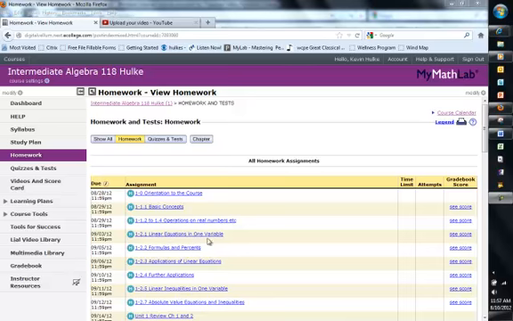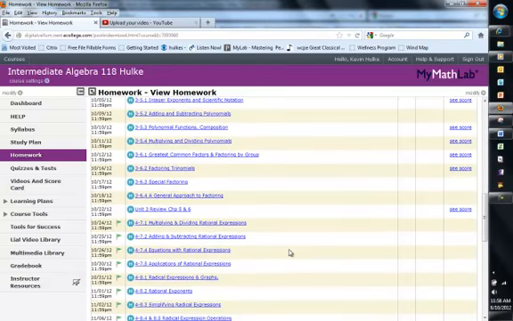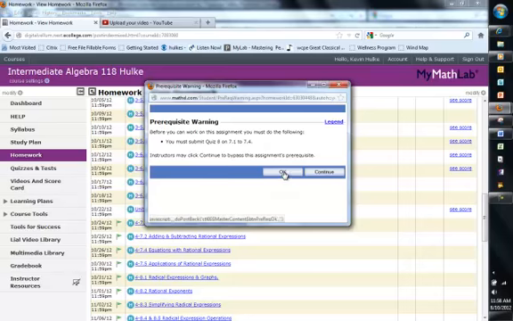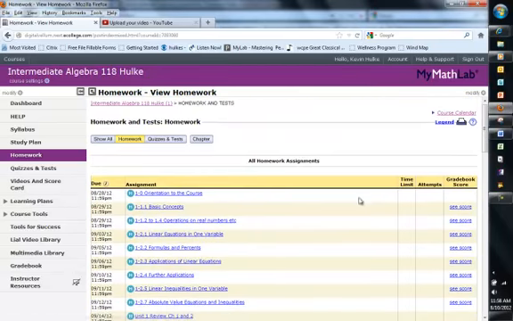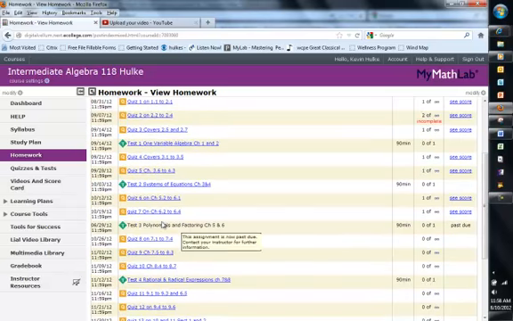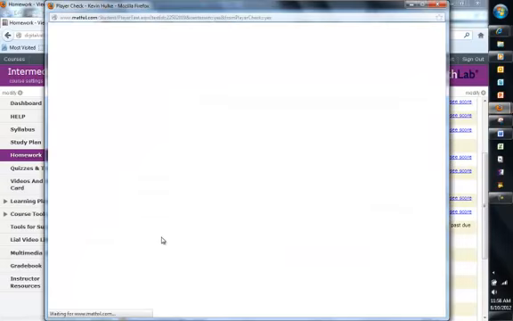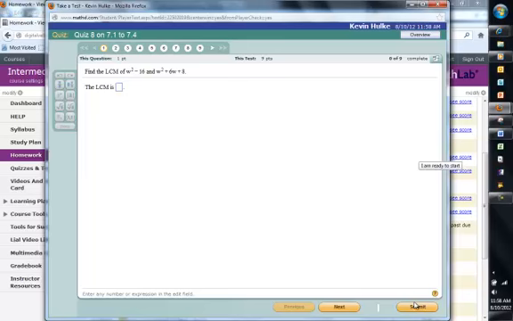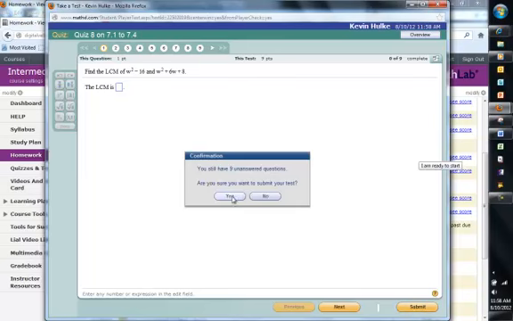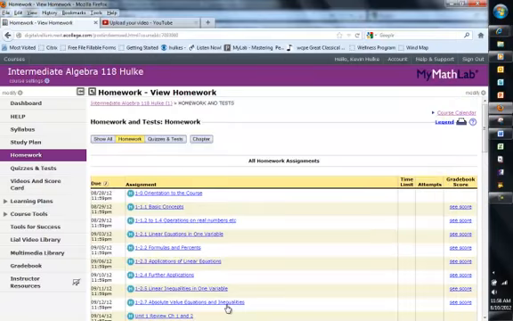Hey, Unit 4, we're over halfway. Let's see what's going on in Unit 4. We're going to first of all talk about rational expressions, and we need to take the quiz first. Oh, there's only 9 questions in the quiz.